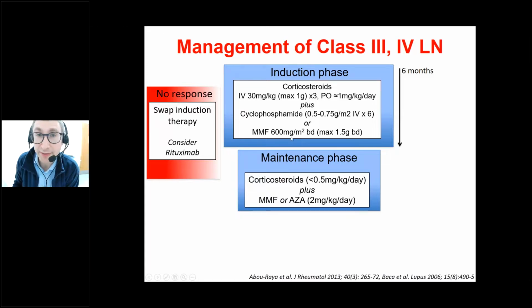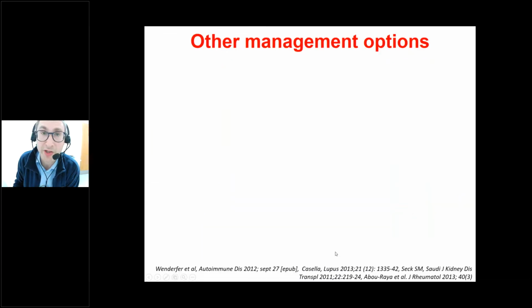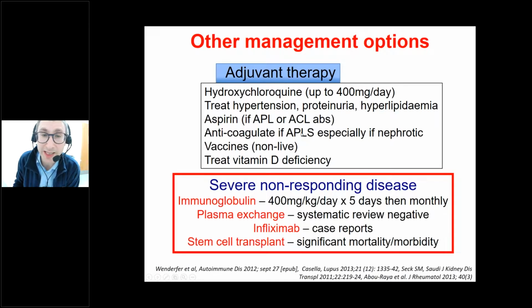Personally, I would consider using for class 3 and 4 lupus nephritis MMF together with cyclophosphamide, and MMF together with rituximab, and getting them off steroids as quickly as you can. And then if there's no response, considering, for example, could you use a calcineurin inhibitor if there was a class 5 lupus nephritis? As Professor Anders said, we need hydroxychloroquine, we need to treat hypertension, proteinuria, hyperlipidemia, we need to give aspirin if there's antiphospholipid antibodies or anticardiolipin antibodies, we need to anticoagulate, especially if they're nephrotic, and we need to use non-live vaccines and treat vitamin D deficiency.